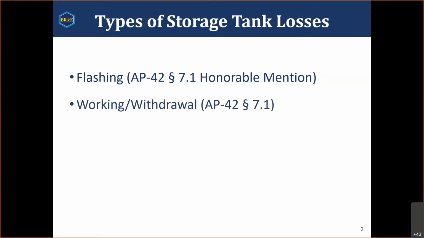We also have working or withdrawal losses. These are in AP-42 Chapter 7.1. What we're talking about with working losses is any vapors that are pushed out of the tank as liquid fills fixed roof tanks. Typically you'll have a fixed roof tank with some amount of liquid in there and some amount of vapor space on top. As you fill more liquid into that tank, you're going to push some of that vapor out, and that's what we call working losses.